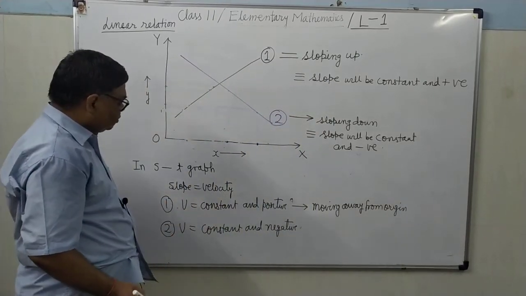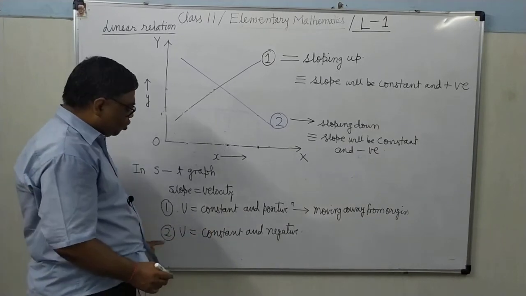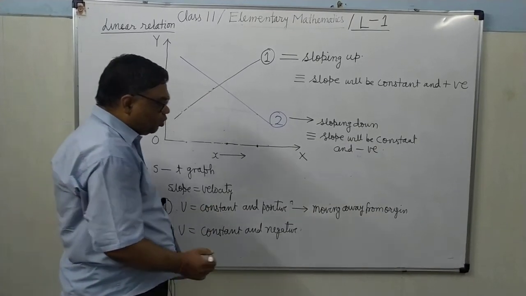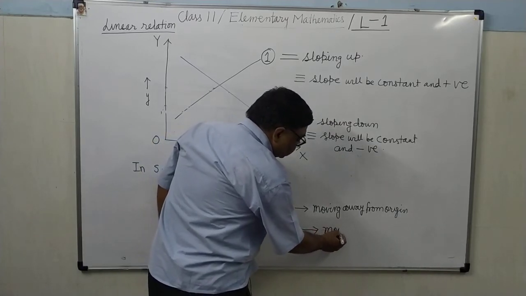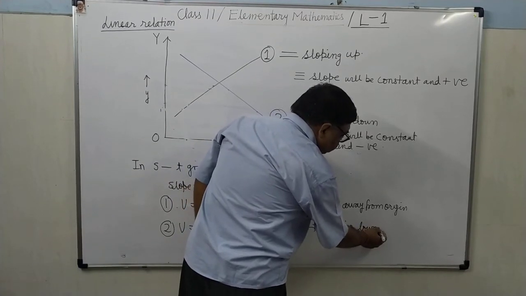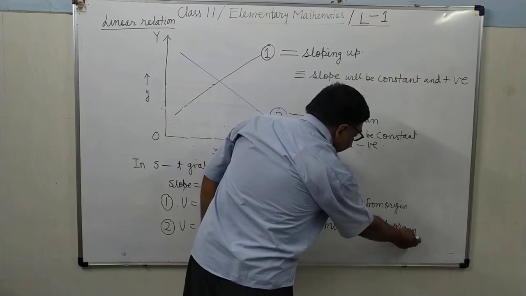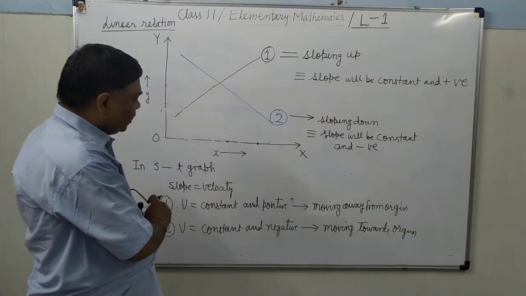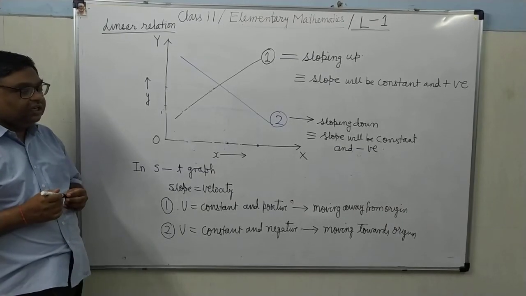While if the slope is negative, then velocity will be negative, and negative velocity means moving towards origin. Moving towards origin. It is clear? This is in case of the displacement time graph. It is clear?